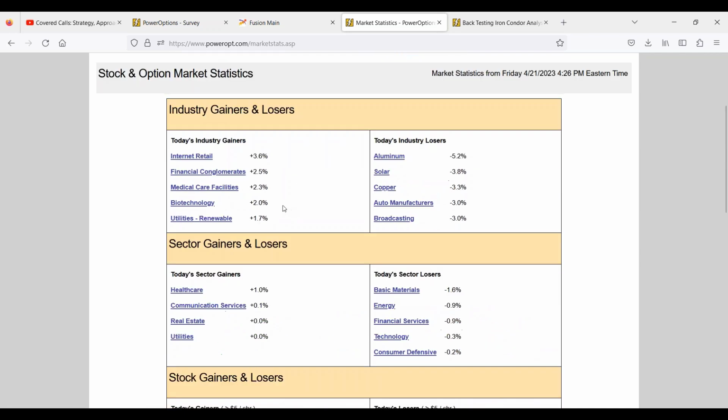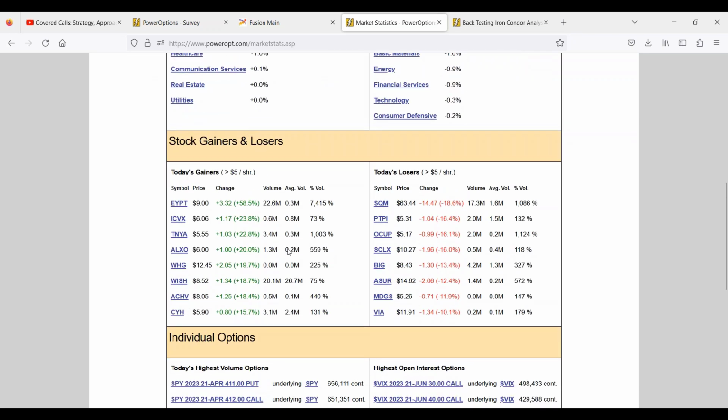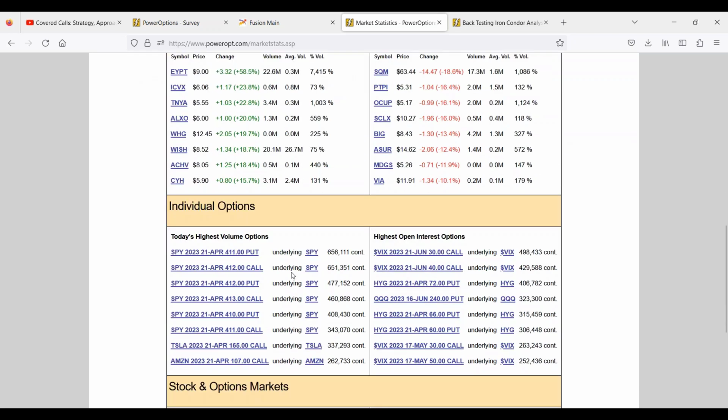Check this view on Monday. Again, we went to Learning Center and market statistics, and you can see the daily individual options. A lot of them are going to be SPY one-day trades. Here's a lot of VIX that are going out to the 21st of June, the 40 call and the 30 call.